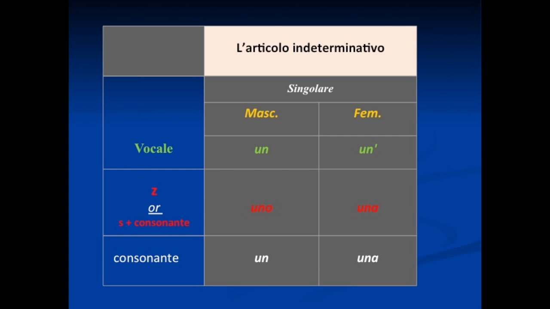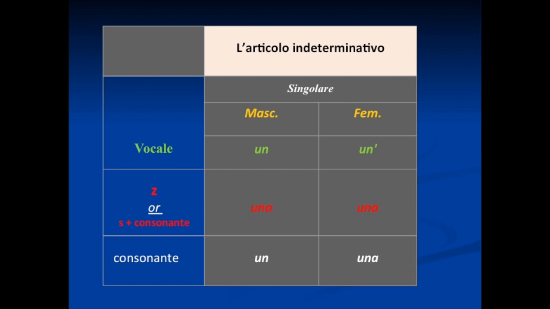Then maschile, if it begins with a consonant, such as libro or computer, we would use un. And the feminine, such as ragazza or sedia, we use una. Okay, andiamo avanti. Oh, and before going ahead, just note that another way to remember it might be that masculine is always un, unless it begins with a zeta or S plus a consonant, and the feminine is always una, unless it begins with a vocale, and in that case it's un apostrofo.